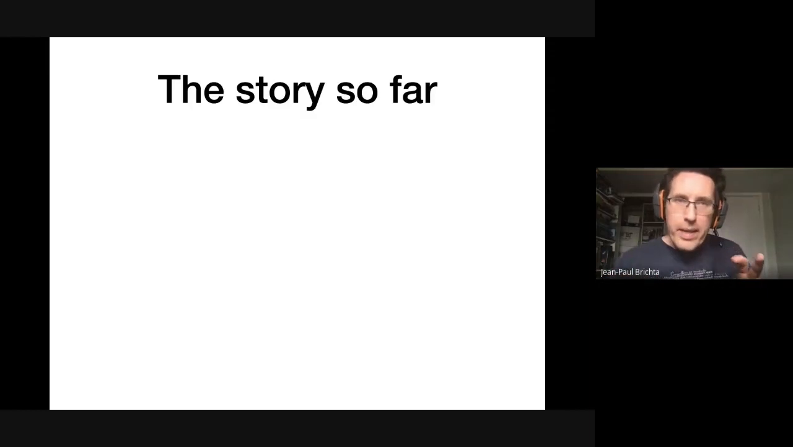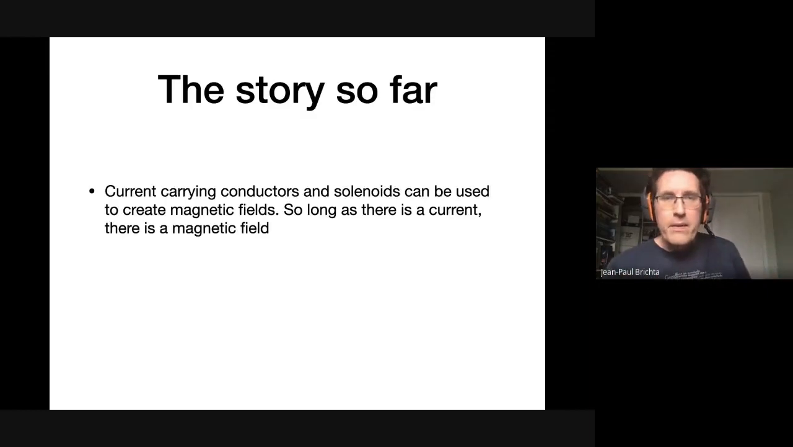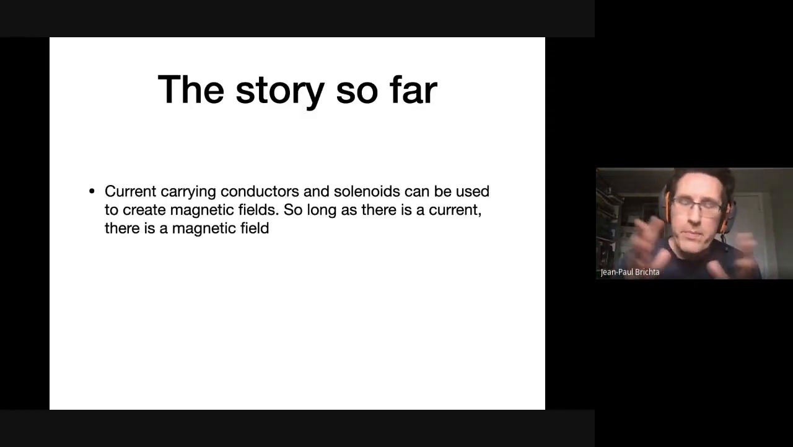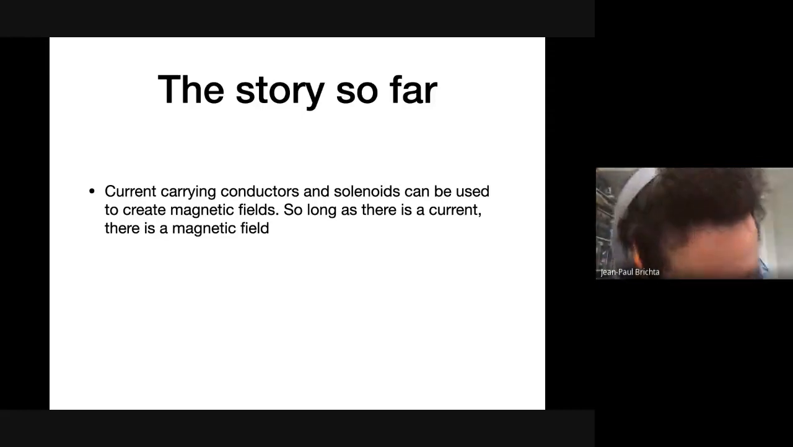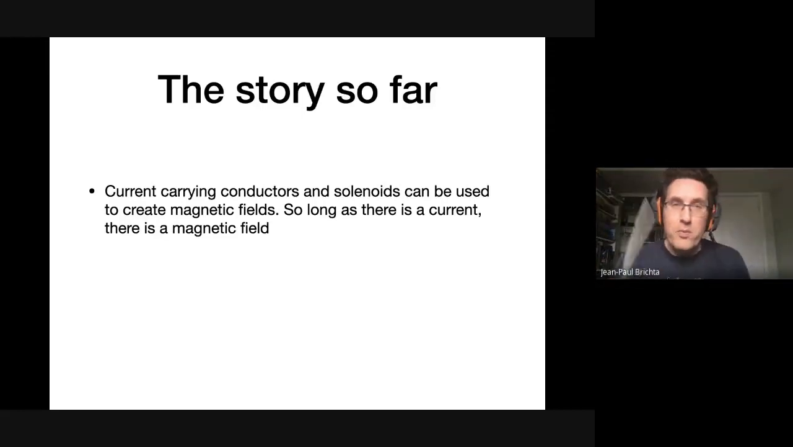Anyway, so quick recap of where we're at so far. First of all, we've been talking for a little while now about how current carrying conductors, i.e. wires, can be used to create magnetic fields. Remember, thumb, current, fingers, magnetic field, right? Of course you do. Boom.